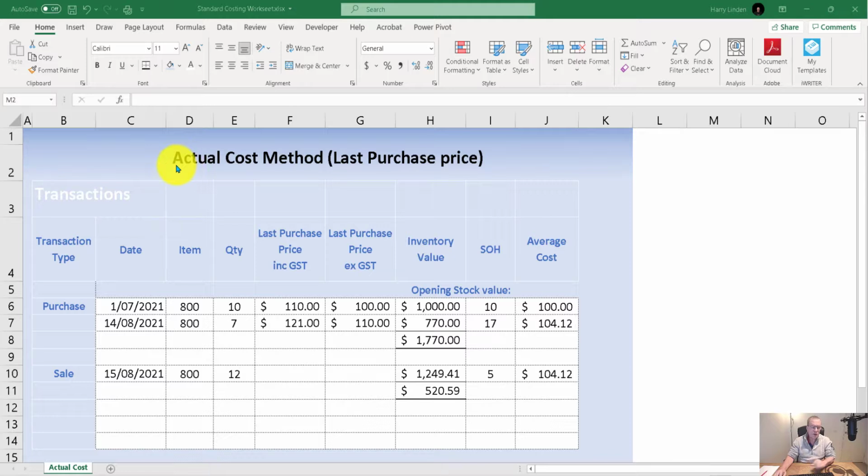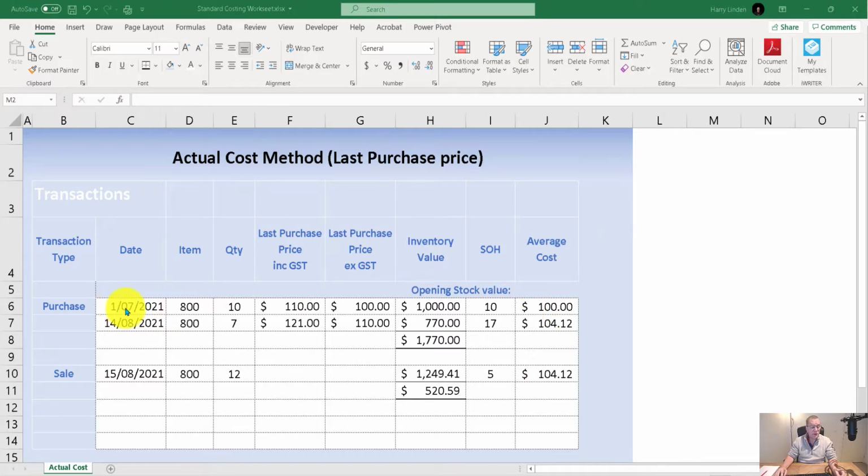So we're using the actual cost method, so the last purchase price of an item. And we're going to enter a few transactions into MYOB. We're going to enter two different purchases at two different prices, and then we're going to sell some items. And at each transaction, you'll see the differences in the costing. So let's go and have a look at the first one.